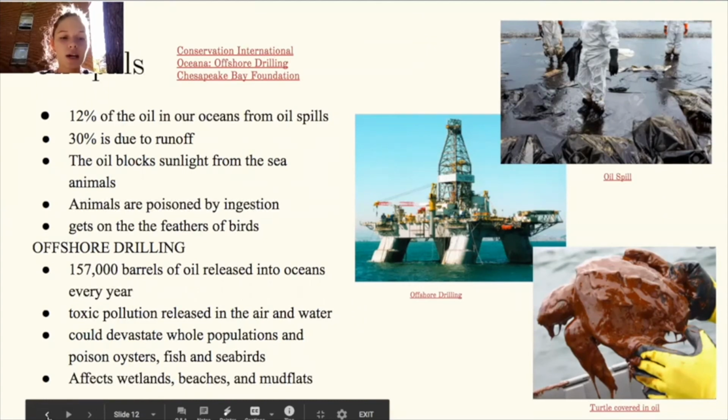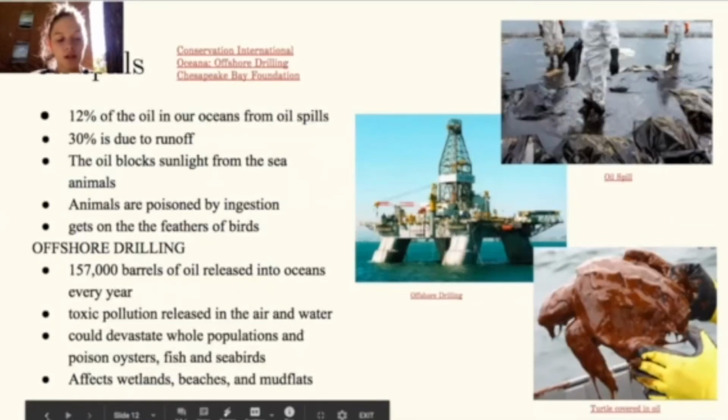It can also cake on the feathers of birds and weigh them down so that they can't fly, and as they try to clean it off with their beaks, they are ingesting the oil, causing even more harm to themselves. The biggest operation that leads to the most oil spills is offshore drilling.